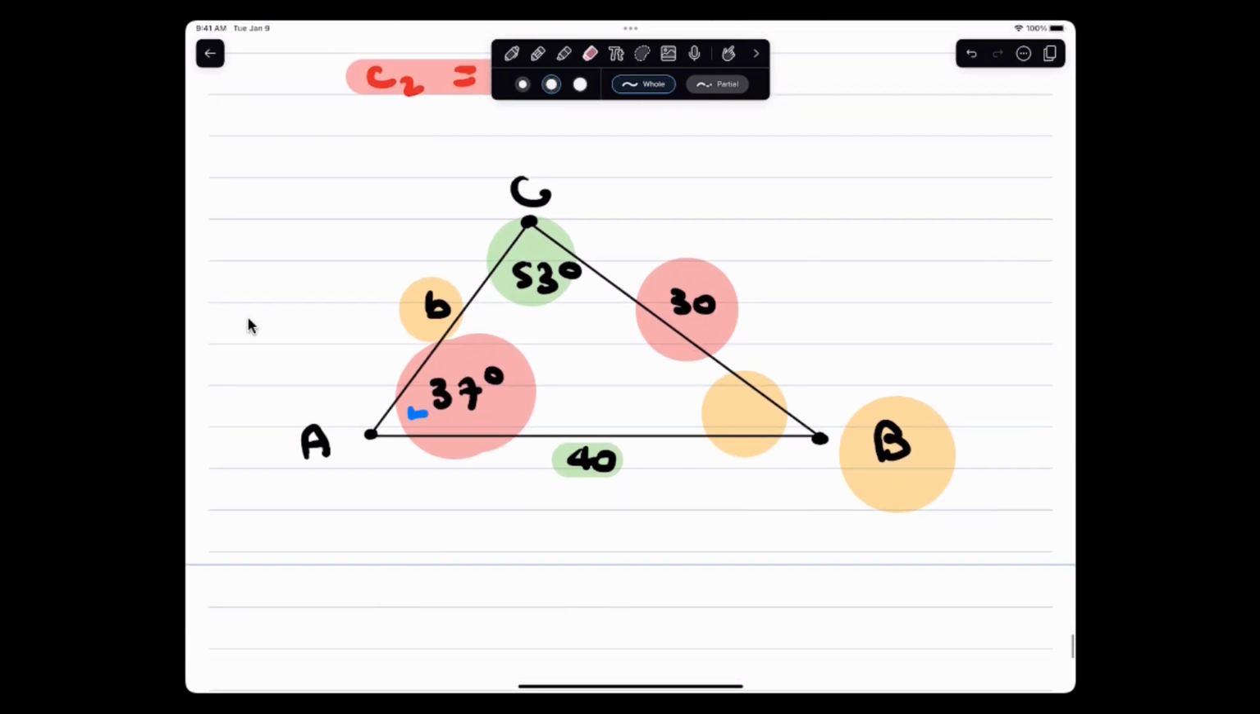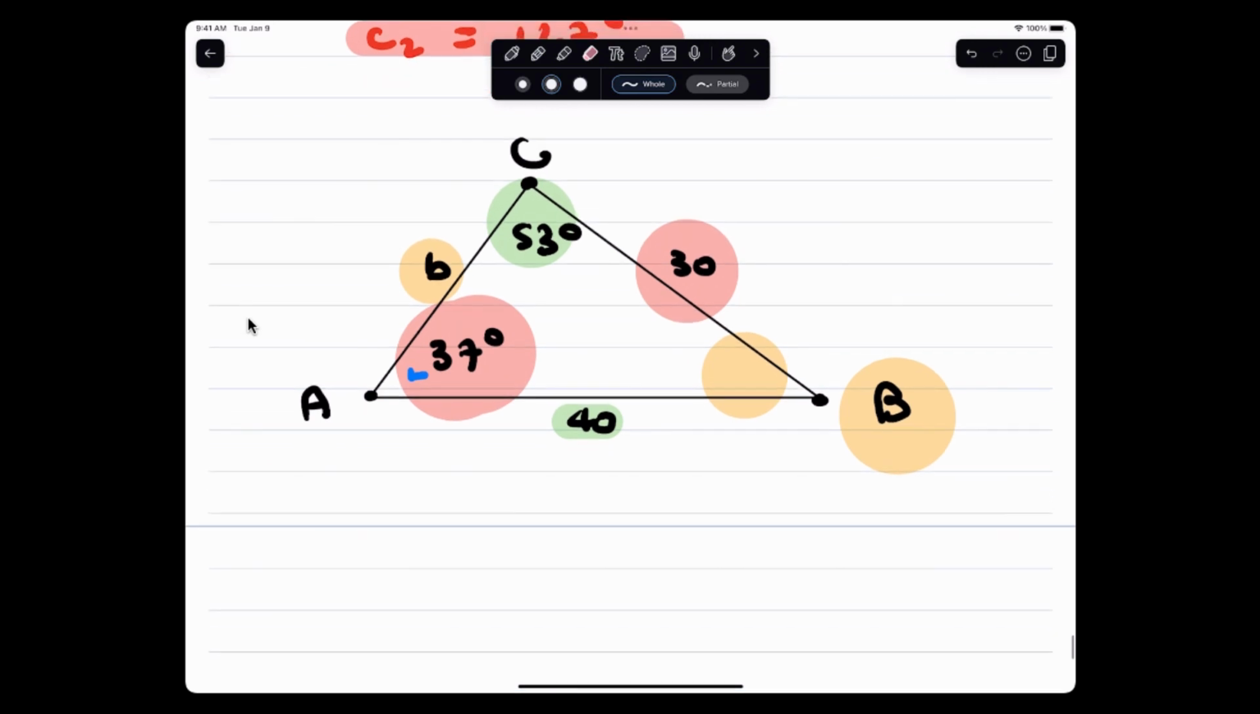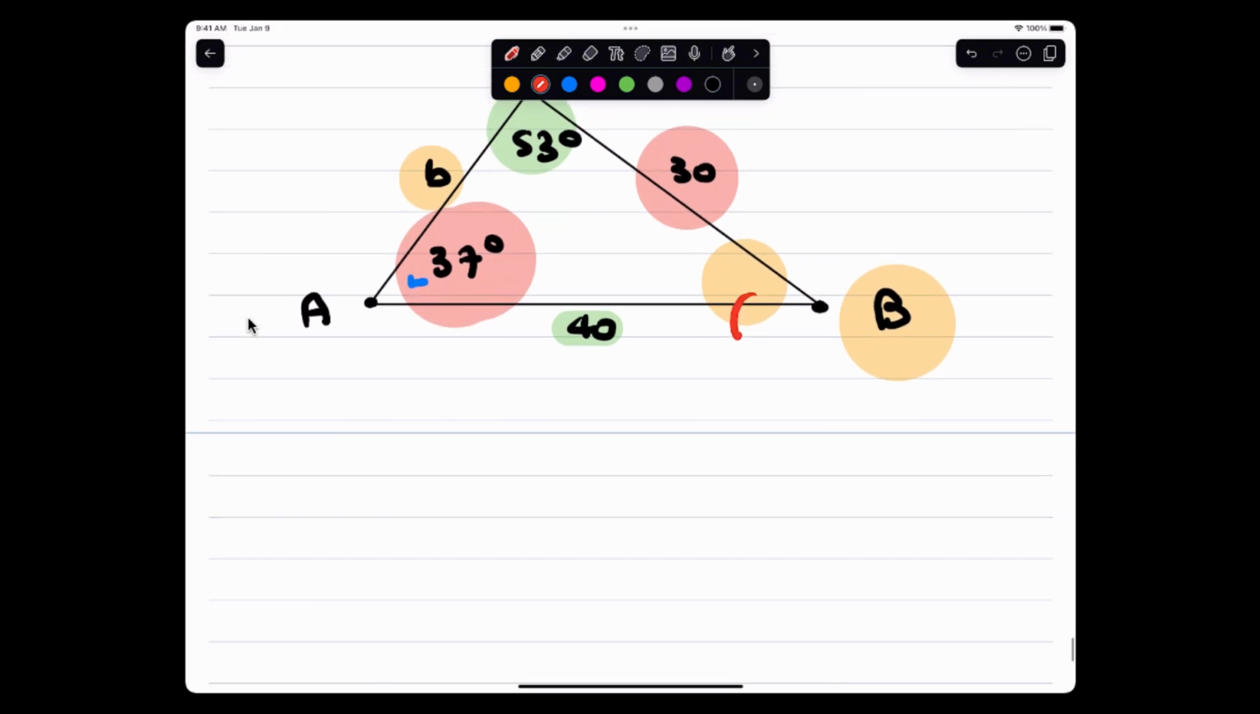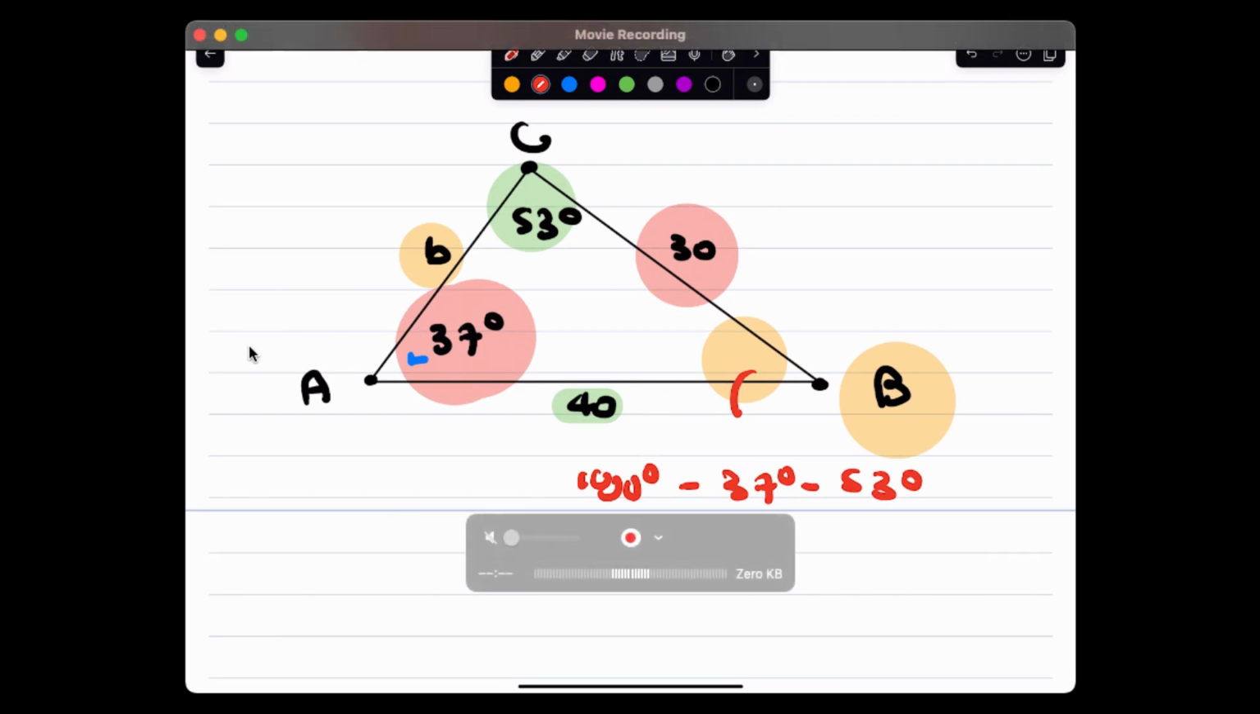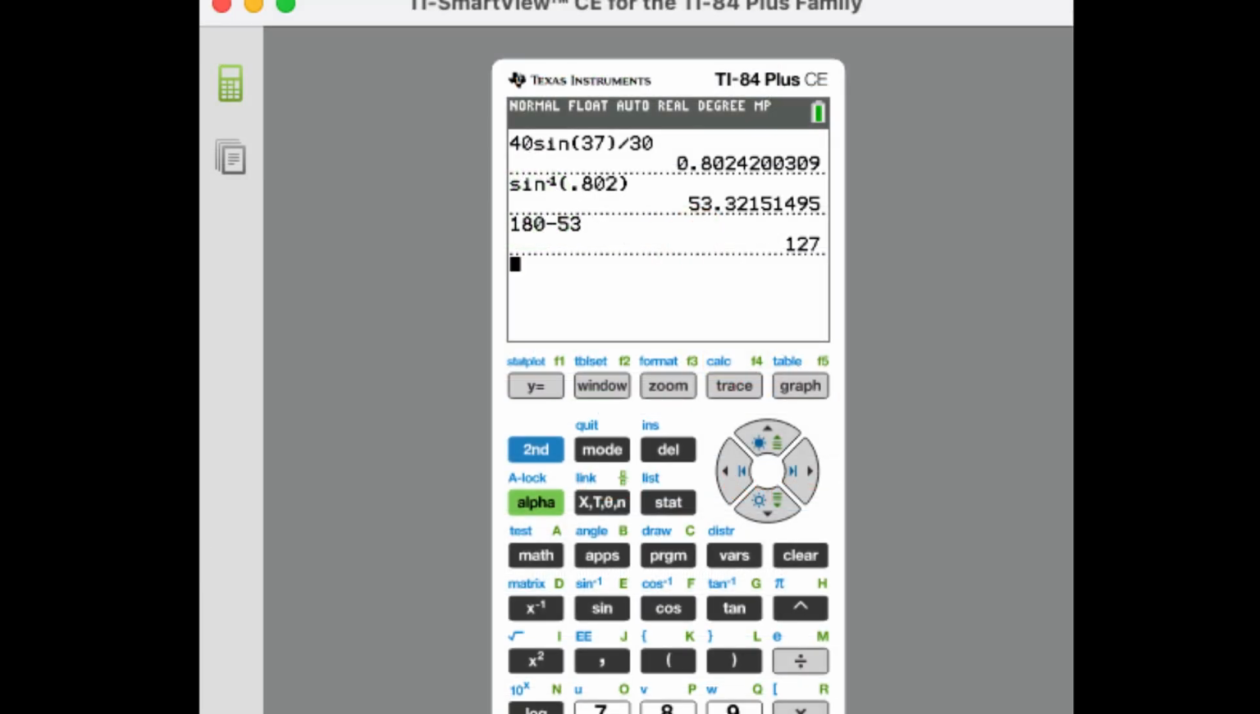Okay. Could you guys tell me, how do I get the missing angle? How do I get B? Right, we're going to take 180 minus 37 minus 53. Okay, so let's get out the calculator. 180 minus what? Minus 53? 90 degrees. Are you serious?